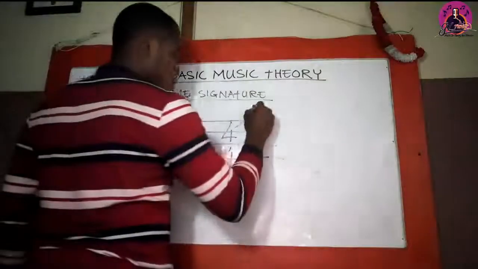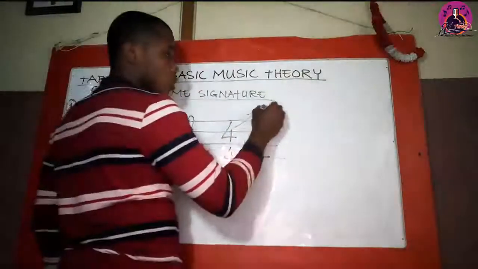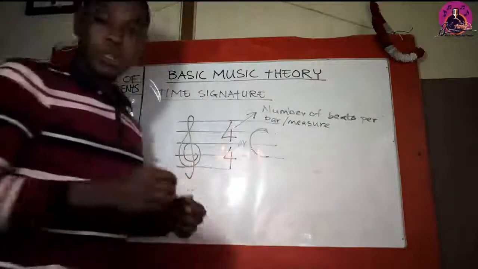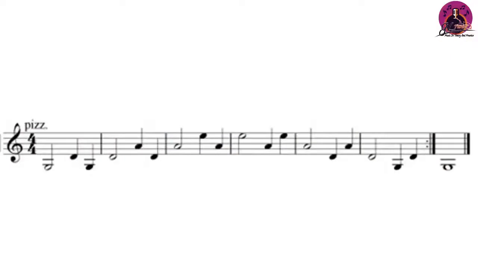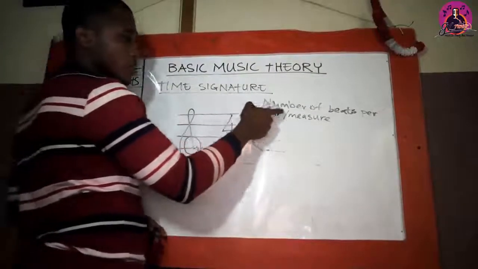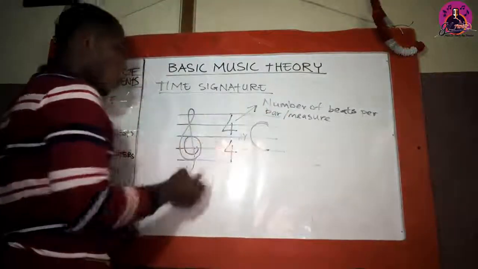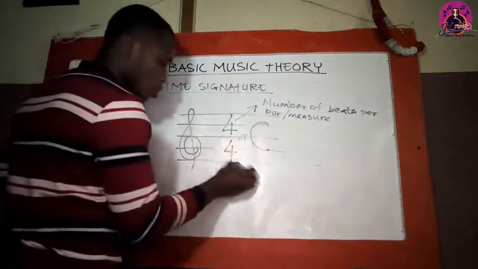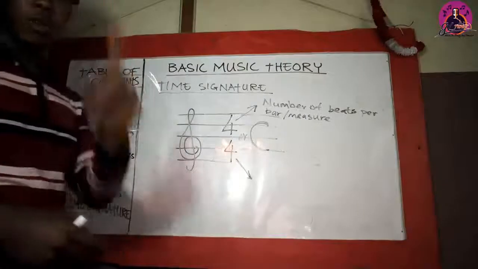Now, this upper figure tells you the bar or measure. Now, what is a bar? A bar is the area between two bar lines. So this is a bar, this is another bar or measure. Also, a bar line is what bounds a bar to the right and to the left. Now, the upper figure tells us the number of beats per bar or measure, while the lower figure tells us the type of note that takes 1 beat.